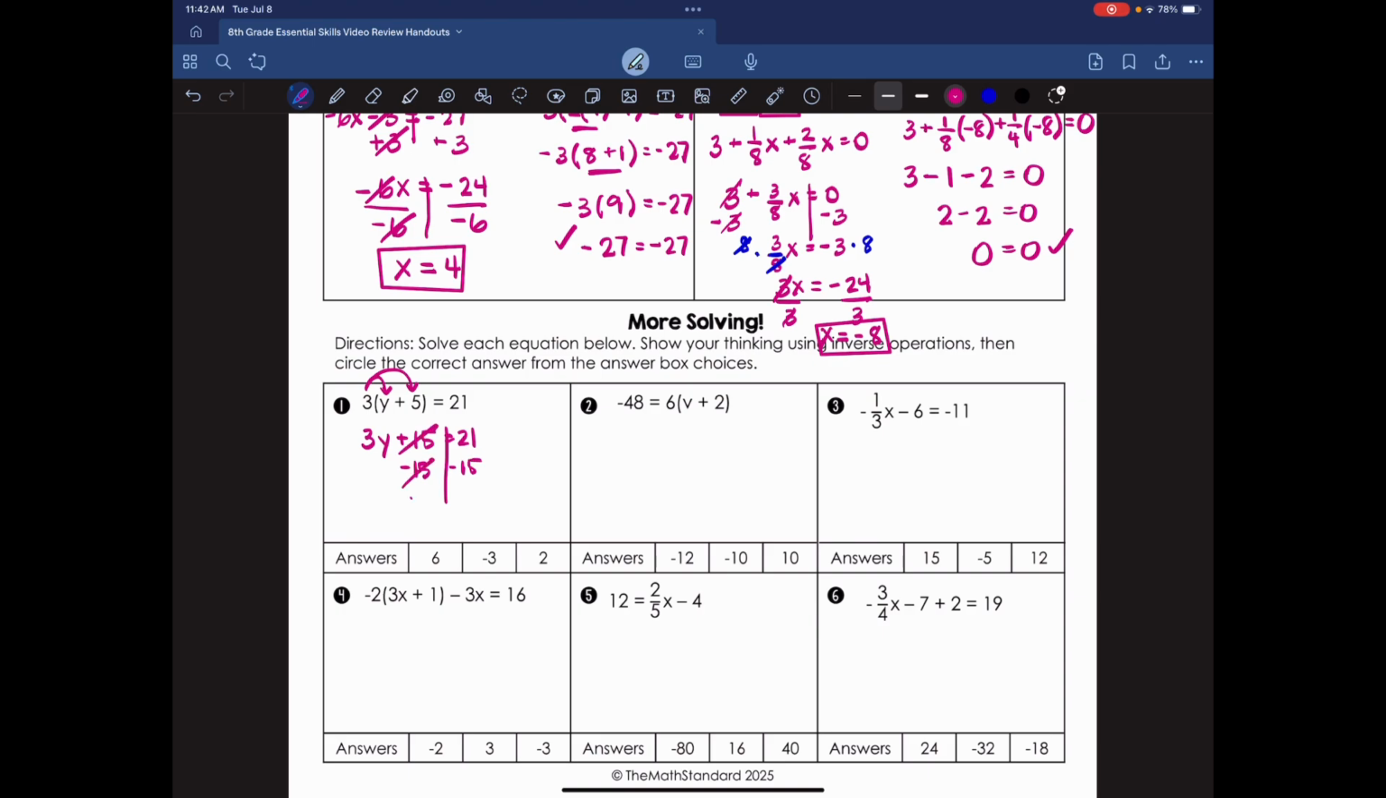Our constants cancel. We're left with 3y equals 6. 3 times y, the opposite of multiplication, is division. So I'm going to divide both sides by 3. And it looks like we're left with y is equal to 2. And I've solved it correctly right here.